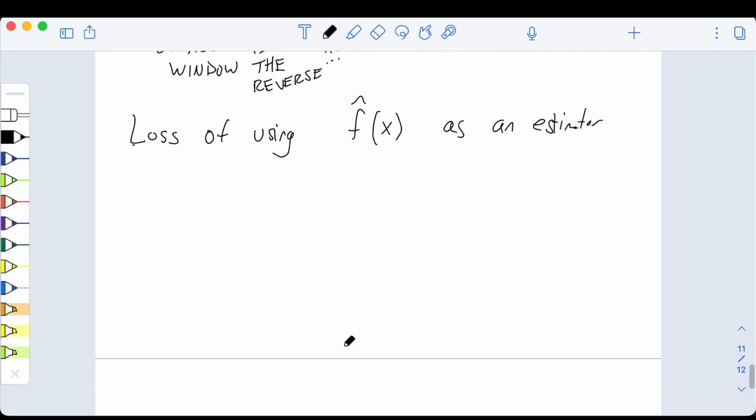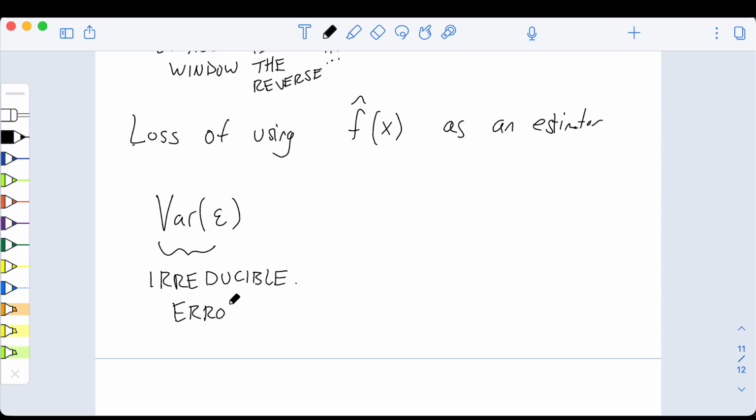But in general, you have the loss, or the expected loss. It has the variance of epsilon. This is the irreducible error. Same exact thing. I called it the variance of y last time. In those problems, the variance of y is the irreducible error. But in general, it's the variance of epsilon. That's the irreducible error. Even if you have perfect knowledge of everything, you will never be able to get rid of this.